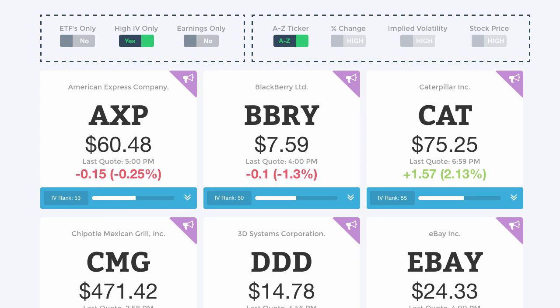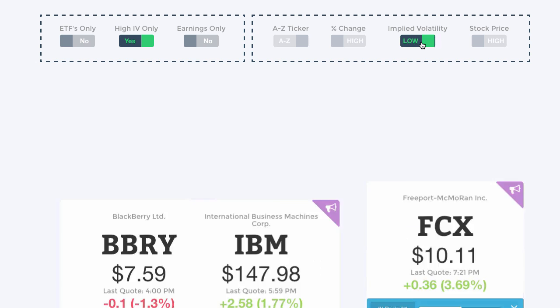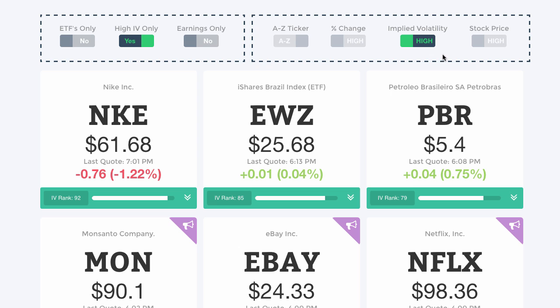Another thing that you can do is you can take this watch list and you can sort it by highest implied volatility first. So you can see all we can do is just toggle on and off and see which stocks have actually the highest implied volatility over 50%. And right now you can see one of those stocks that we have on our list is Nike. Then there's EWZ, which is a Brazilian ETF. We've got PBR, which is another Brazilian linked stock. So it's very, very easy for you to see what has high implied volatility, what you should be selling options on or not.